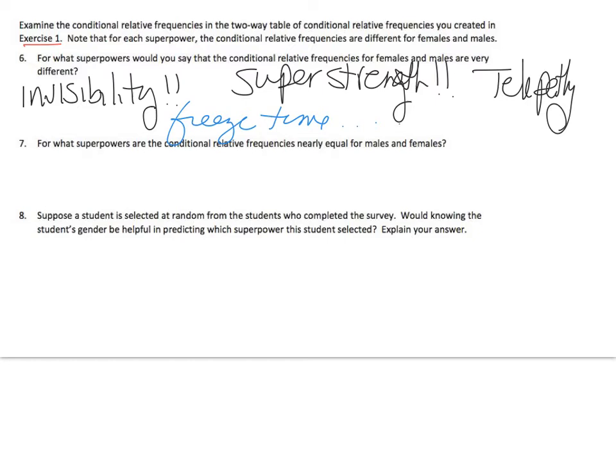So for what superpowers are the conditional relative frequencies nearly equal for males and females? Flying was about the same for males and females. If you look at the table, flying is 21.5% for females and 23% for males. That's pretty darn close. And then number 8, suppose a student is selected at random from the students who completed the survey. Would knowing the student's gender be helpful in predicting which superpower this student selected? Explain your answer. Due to the differences in the conditional relative frequencies of selecting a particular superpower based on gender, it would be helpful to know.